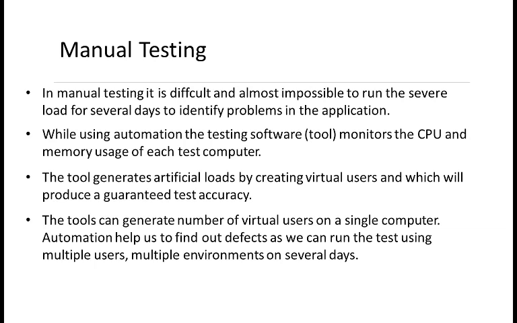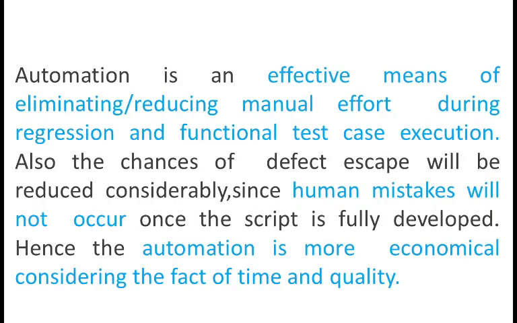Automation helps to find out defects, as we can run the test using multiple users and multiple environments over several days. So finally, automation is an effective means of reducing manual effort during regression and functional test case execution. Also, the chances of defect escape will be reduced considerably, since human mistakes will not occur once the script is fully developed. The automation is more economical considering the factors of time and quality.